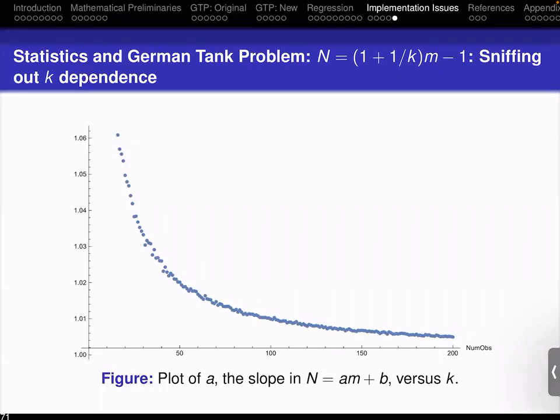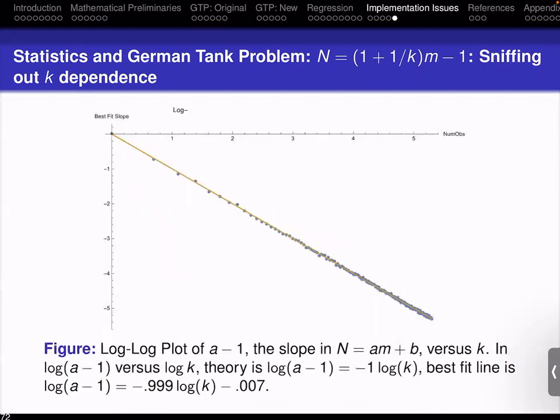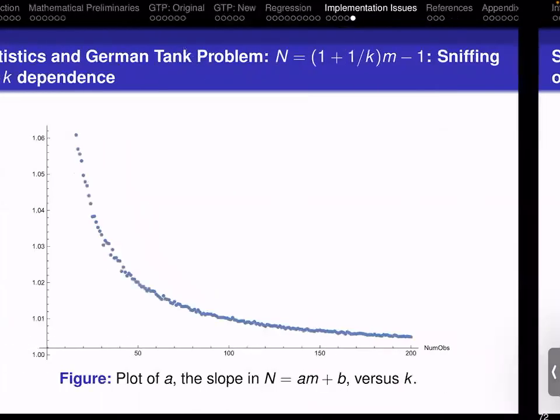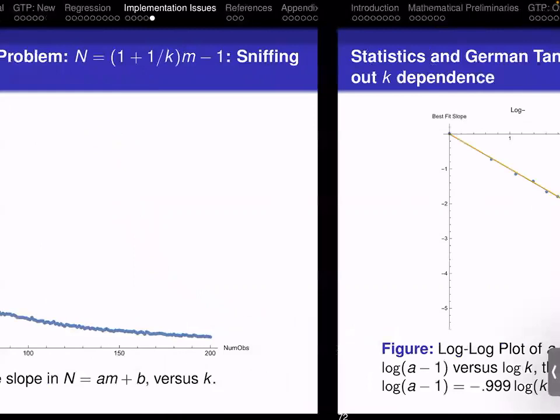So we just do the experiment for many different values of k, and we record the best fit value of the slope for each k. And now I want to see, can I prove that this is 1 plus 1 over k? All right, well, let's look at things. So what I'm going to do is a log-log plot. I'm going to take the log of the number of observations, because that was the x-axis, and I'm going to take the log of the slope.